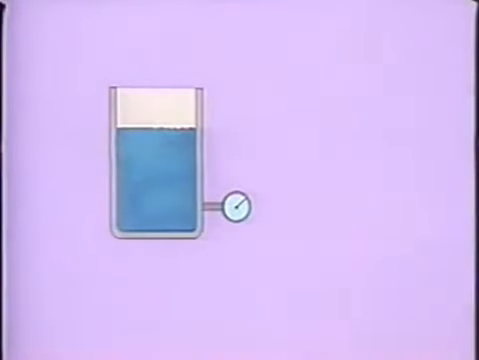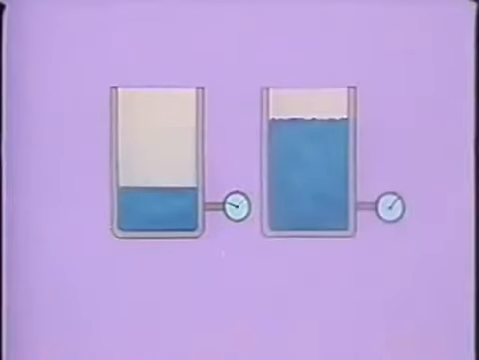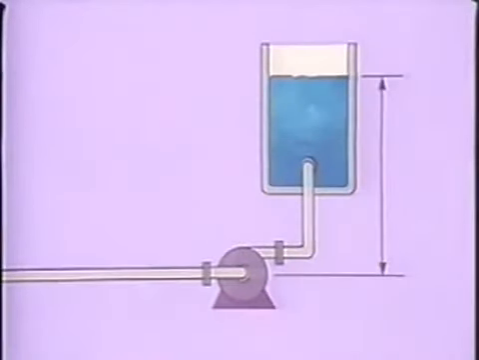A column of water stored in a tank also has potential energy. We can measure this potential energy in terms of pressure, or in units of height or head. The pressure that is exerted by a column of water is determined by the height of the liquid or head. The higher this column is, the greater the amount of pressure that will be exerted at the bottom of the tank. In the case of pumps, the potential energy of a liquid is usually measured in units of head. In order to fill this tank with liquid, the pump would have to provide 30 feet of head.